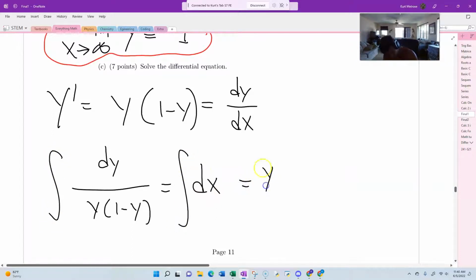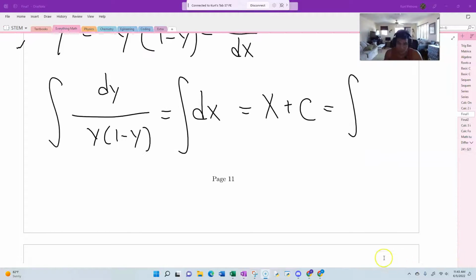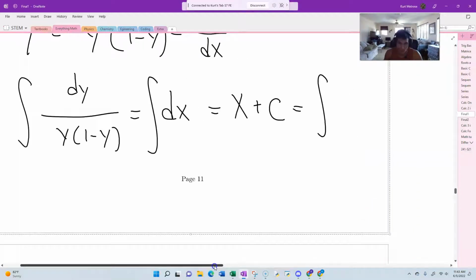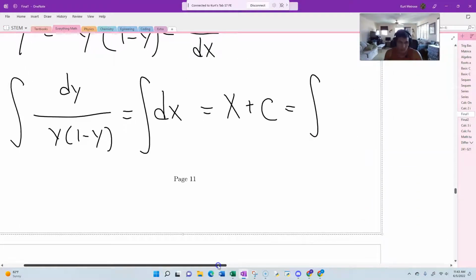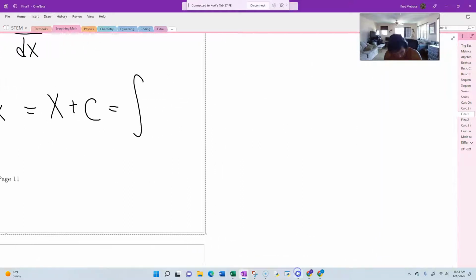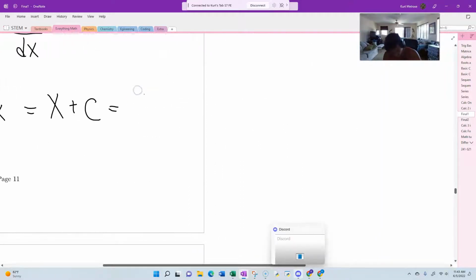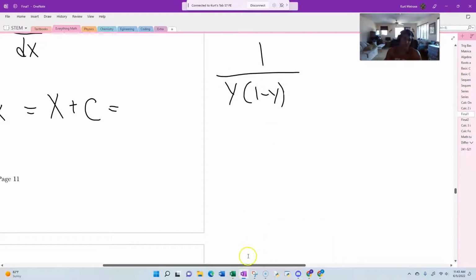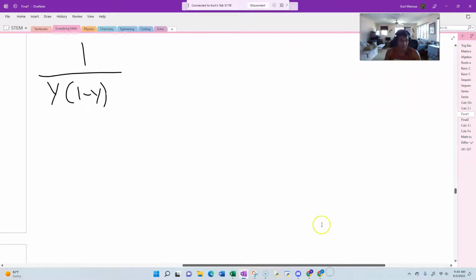And then what do we see? We see x plus c is equal to this integral. Sorry, I almost jumped a step here. So y(1 minus y), I'll delete that integral real quick, so 1 over y(1 minus y). What you need to do is partial fraction decomposition. That's the only way you're going to solve this one. There's not a substitution here.